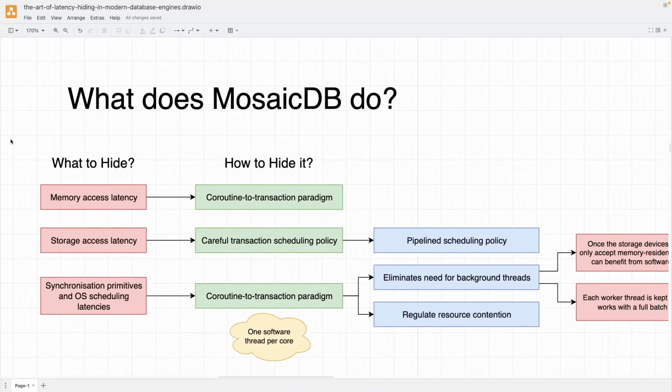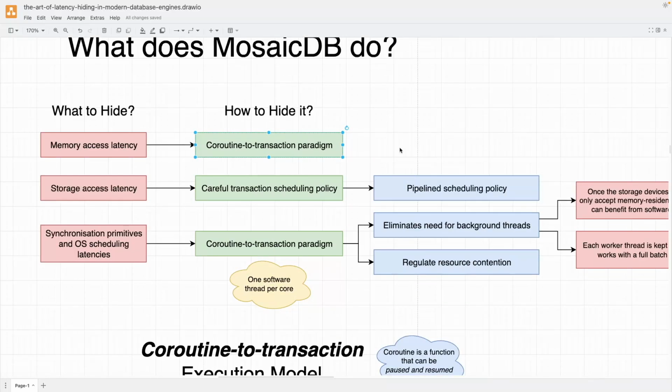So again, we have the three problems over here. Let's look at how MosaicDB hides them. So first, the memory access latency. We already spoke about that earlier. It's the prefetching and switching between tasks. When one task is prefetching data from memory, you switch to another task. The authors in the paper give it this name, Coroutine-to-transaction paradigm.